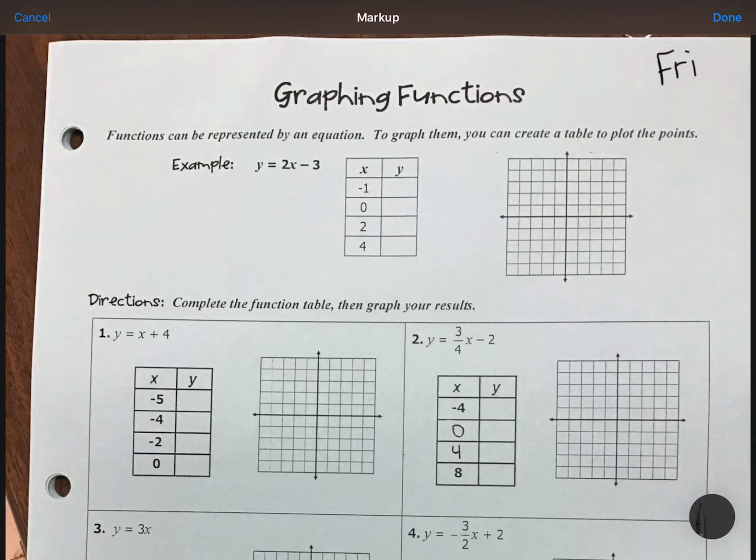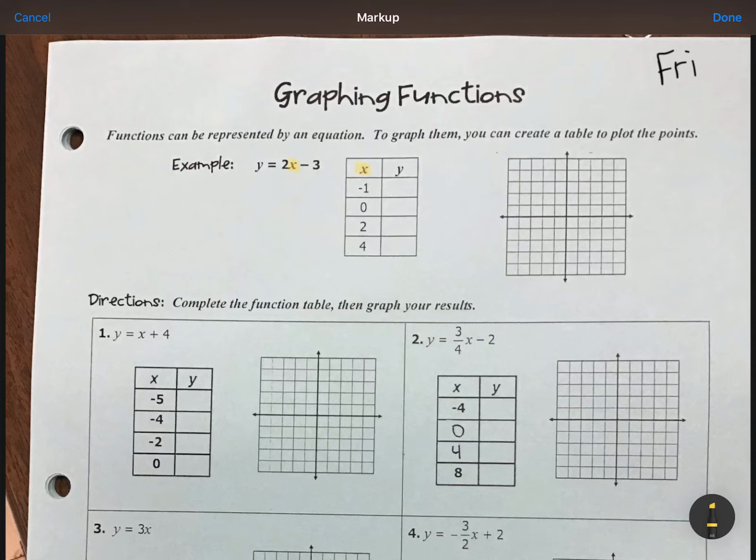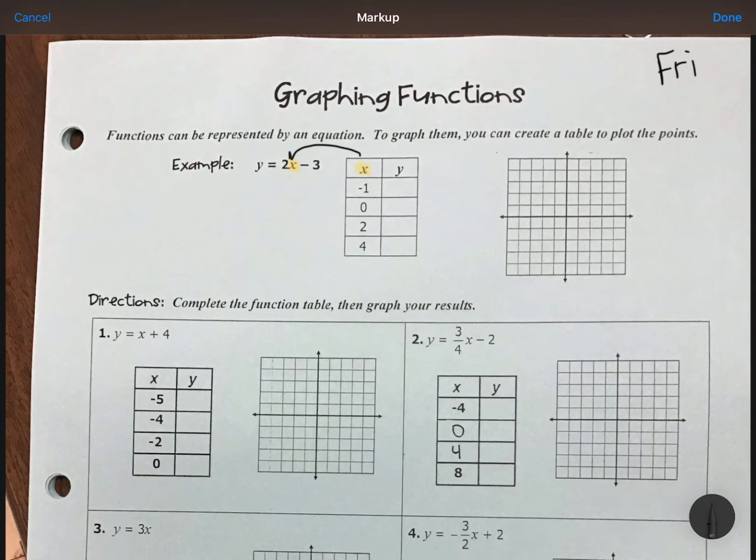Then after you have your x values chosen, which this worksheet has already chosen for you, you're going to take your x numbers in the x column and plug them in for the x. So I have -1, 0, 2, and 4 that I need to plug into this equation. Not all at the same time, but one number at a time. And that'll give you your y value.